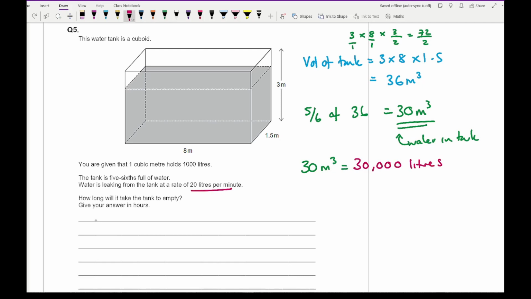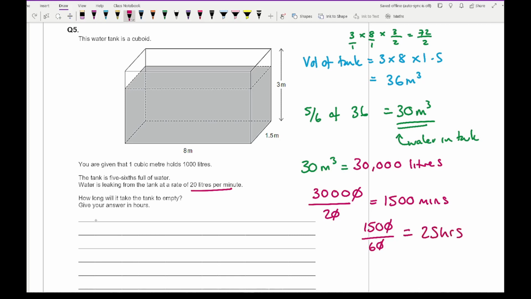And then we look at the rate. So we've got 20 litres per minute. So then we've got 30,000 divided by 20. If I do that, I get 1500 minutes. And then we need to convert that into hours, so we divide by 60. So then it's 150 divided by 6, which gives me an answer of 25 hours. And then we are done.